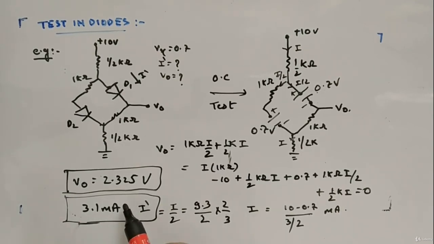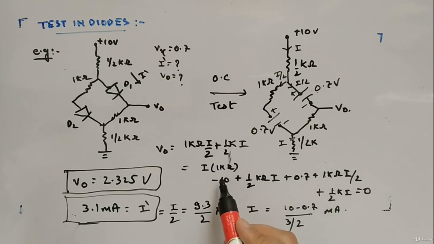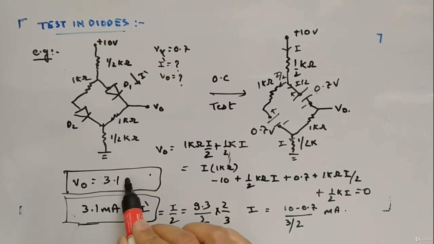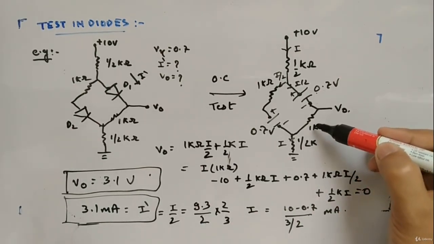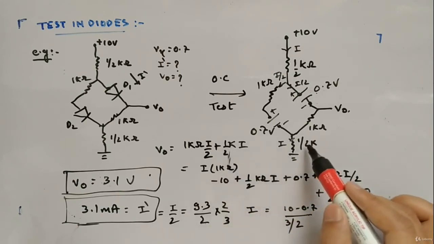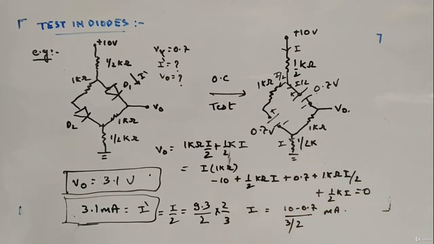Okay, and if you calculate the V, that will be 3.1 volt: 1 kilo ohm I by 2, half kilo ohm I. So 1 by 2 will be 1 kilo ohm, and then I will be as it is. So milliampere will get cancelled and you will get 3.1 volt. Okay, so there was a mistake in the calculation.